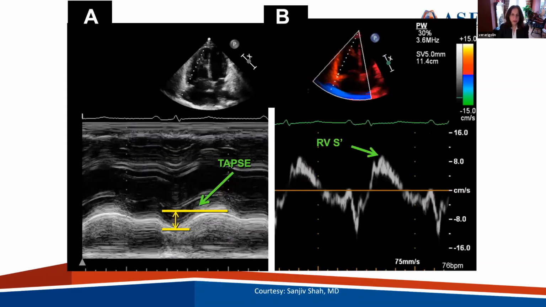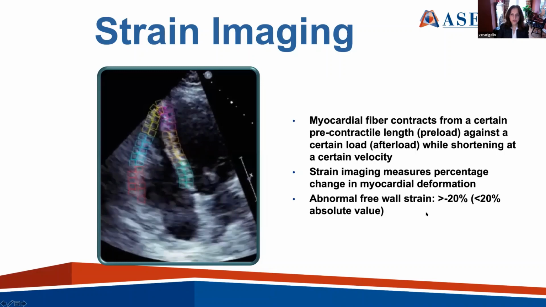Here's another example of how to measure TAPSE and the RV S prime. Again, for the TAPSE, you take your M-mode cursor, place it in alignment with the basal aspect of the right ventricle over the annulus, and then we look at that excursion and measure from the nadir to the peak. For the tissue Doppler, we place our sample volume right at the annulus, and here's a nice S wave tracing for you to measure. Now, what about strain?